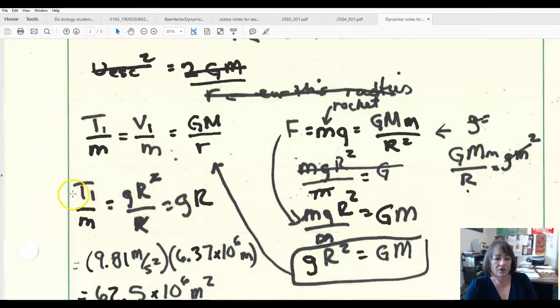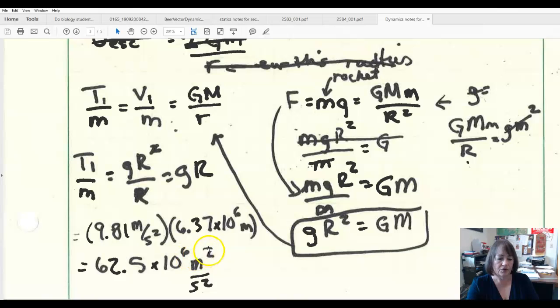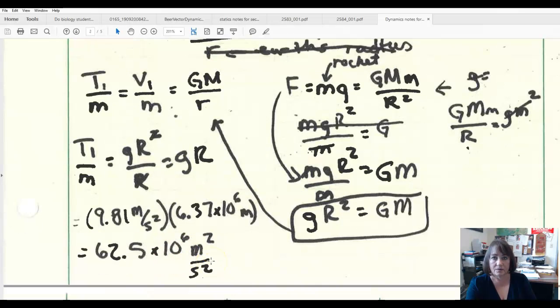So when we put little g r squared here and it divides by r, we're just left with little g times r. In other words, in this very specific situation, the kinetic energy per unit mass required to reach escape velocity is equal to little g times r, or the radius of the Earth. So I plug those two numbers in, 9.81 meters per second squared times the radius of the Earth, which is 6.37 times 10 to the 6 meters, and I get a value of 62.5 times 10 to the 6 meters squared per second squared.